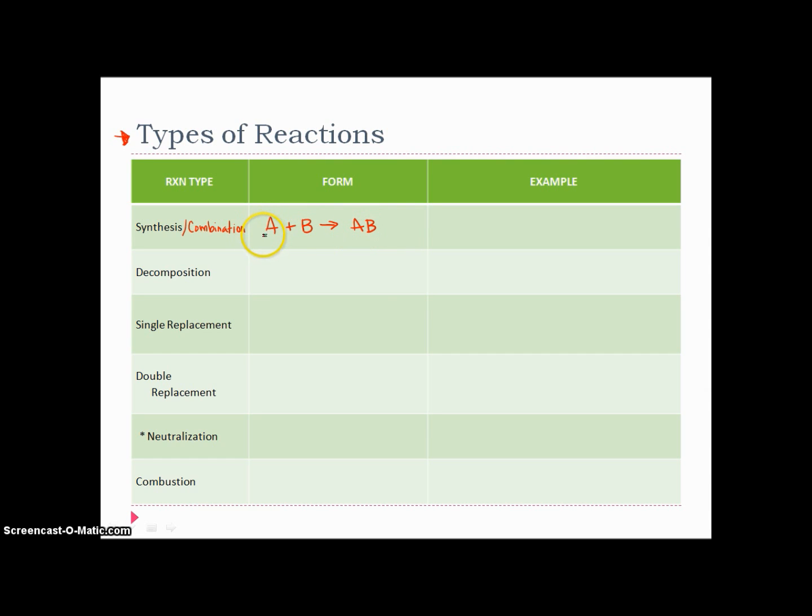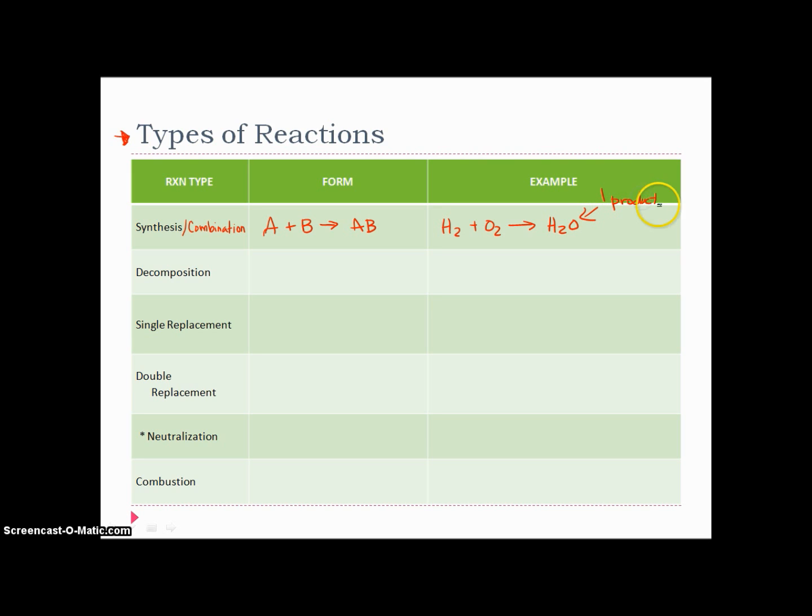Or these can also be compounds. So we could have something like H2, which is a compound, plus O2 makes H2O. So this would be a combination reaction. And really, it's when you have one product.